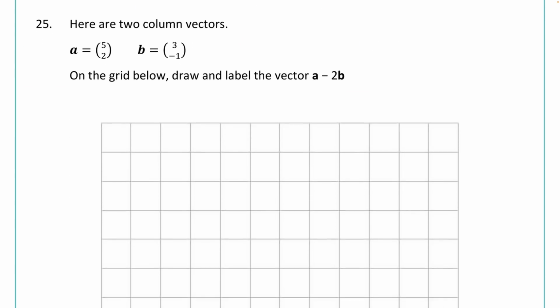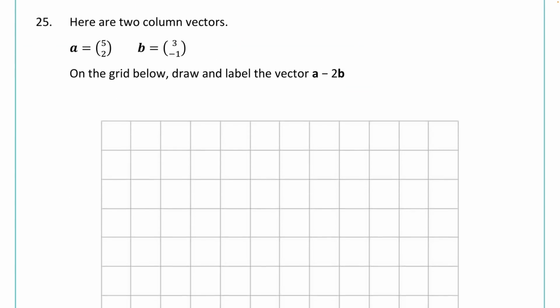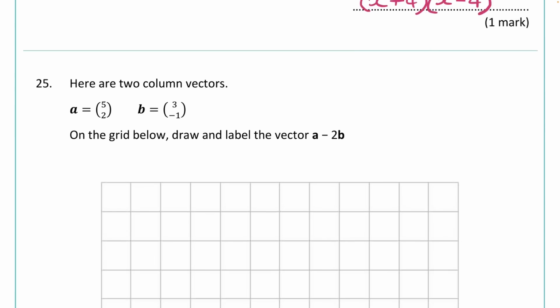So our next question is looking at a column vector. Now this question here says to draw and label the vector a minus 2b. Now that means we actually need to figure that vector out. Now a is nice enough, that's given to us. We have 5 and 2. 2b though, we do need to work out, and we are going to be taking that away.